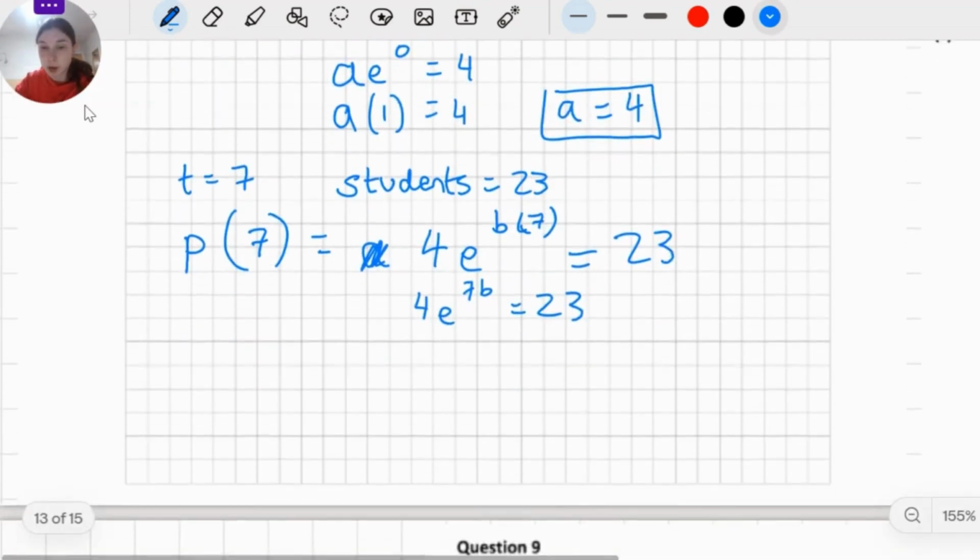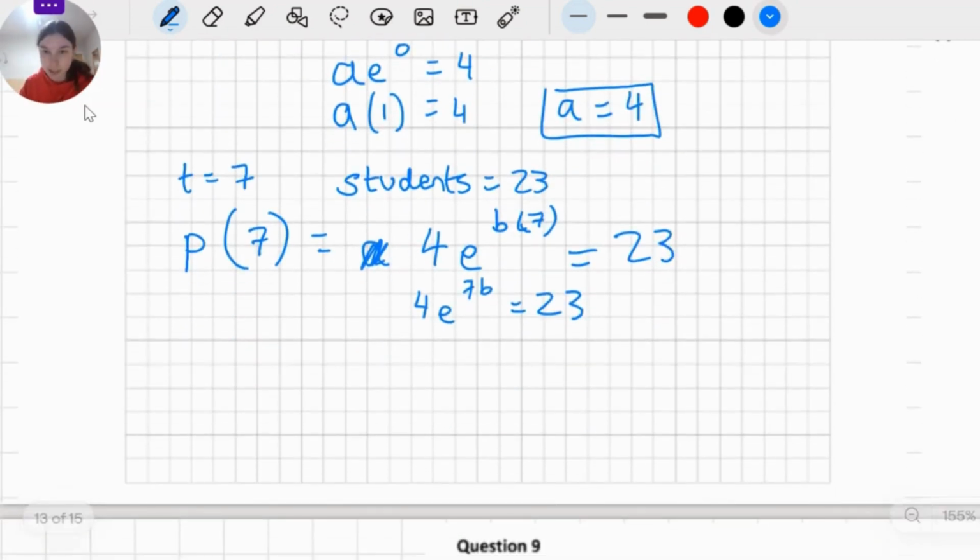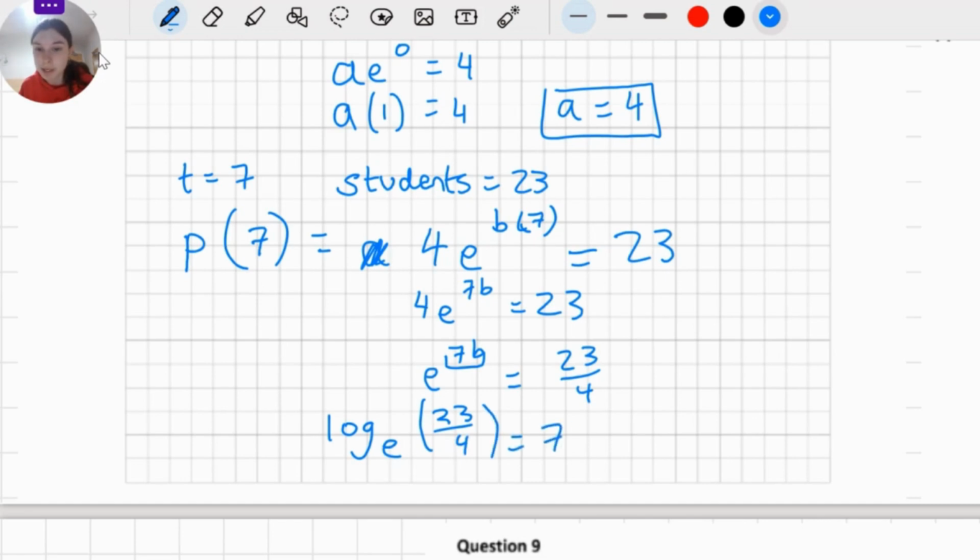We'll now just use a bit of algebra. We'll divide both sides by 4. So we'll get E to the 7B equals 23 over 4. What we're now going to do is use a log. So on page 21 of your log tables, if you look at the top right, we've got the general rule for how to convert an index to a log form. An index is something that has a power. So we're going to go log to the base E of our answer 23 over 4 equals 7b.